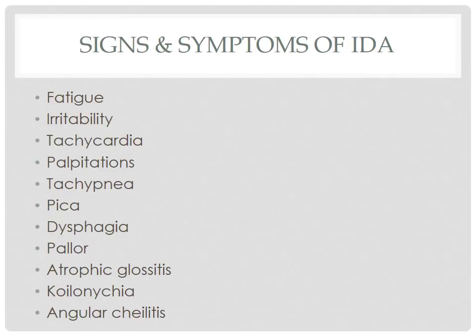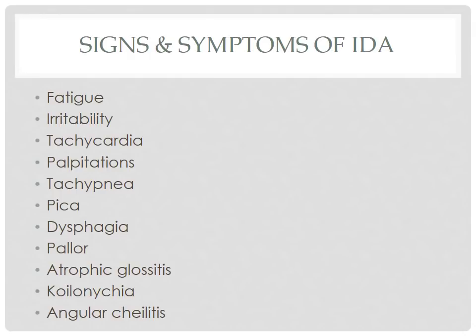Signs and symptoms of iron deficiency anemia. Symptoms will include things such as fatigue, irritability, tachycardia, palpitations, tachypnea, pica, which is craving or eating non-food items such as ice chips, soil, cornstarch. I even had one patient that was eating laundry detergent flakes due to iron deficiency anemia and pica.